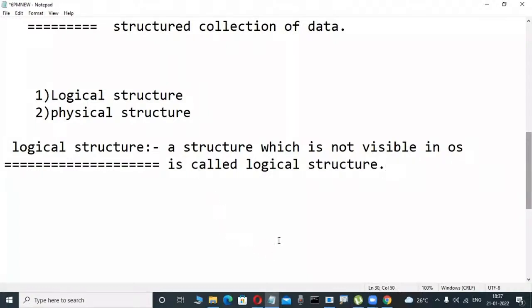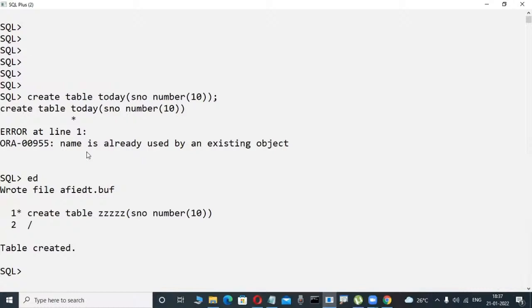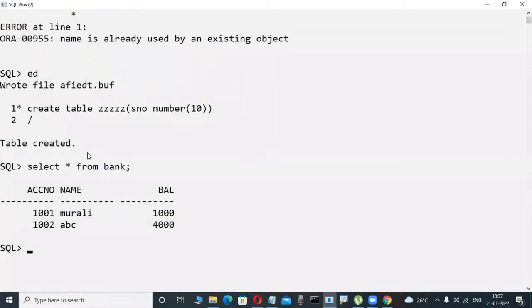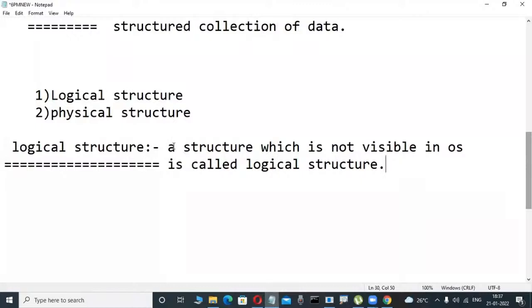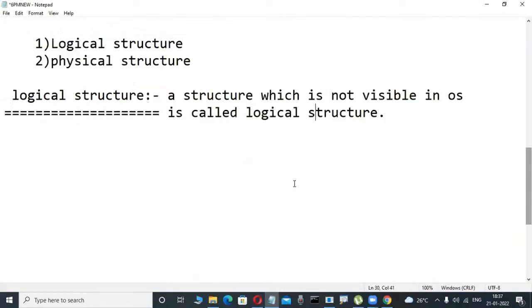That's why when you create a table, we are unable to view it in the C drive, D drive. But where is it visible? Yes, in the database. This is a database only, don't worry. In this database it is visible. Those tables are visible in the database, but not in your C drive, D drive. That's why a structure which is not visible in the operating system is called a logical structure.